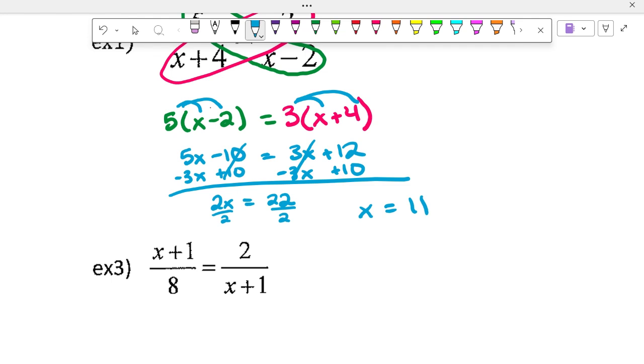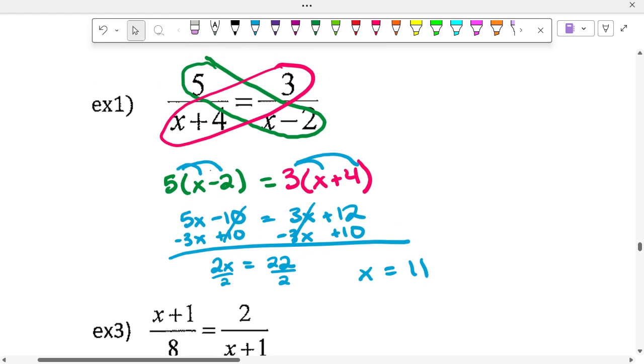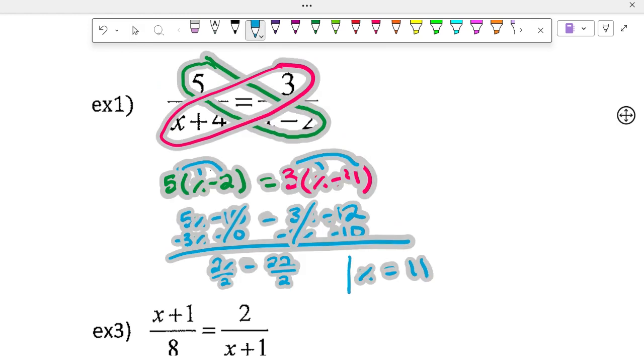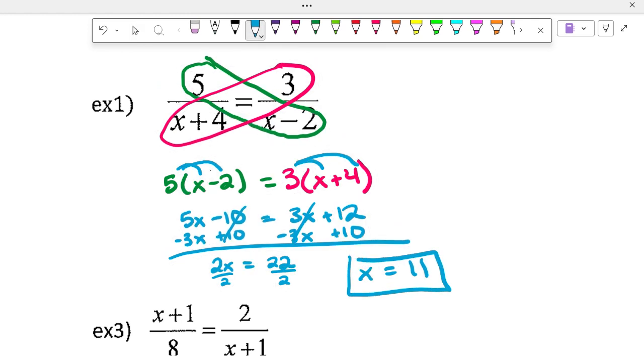Now, even if we only get one solution, we still need to check for extraneous. So to check for an extraneous, you really just need to plug it back into the denominators only. So if you have an x in a numerator, you don't need to worry about it. You really just need to check the denominators. So ask yourself, 11 plus 4, will that give me 0? No. 11 minus 2, will that give me 0? Nope. It's a solution. That's all you got to do.